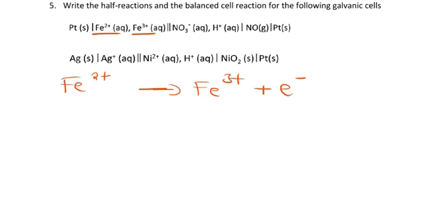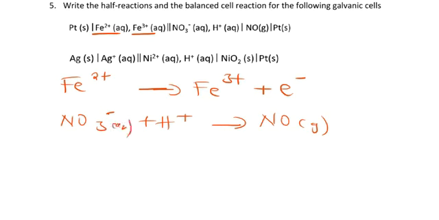What else is remaining? For the other side, NO3-, plus the hydrogen ions that are there, which is a reduction in itself, giving us NO in gaseous state, plus water, which I believe is aqueous. So is that balanced? We can clearly see it is not balanced. How do we balance it?